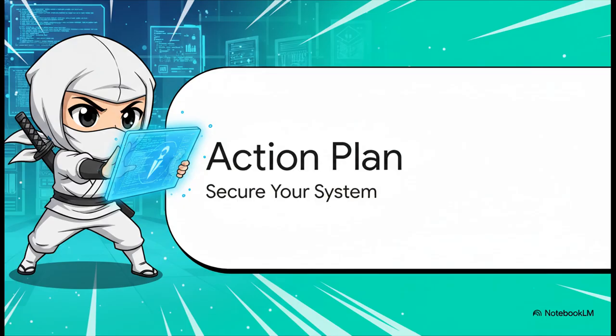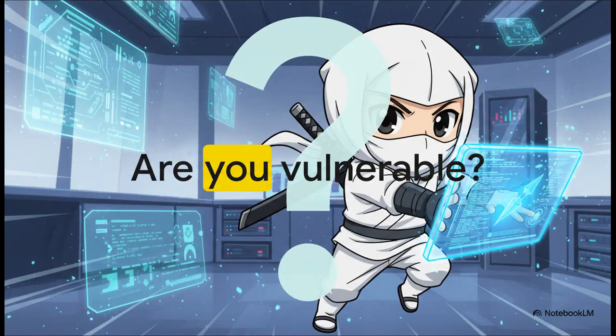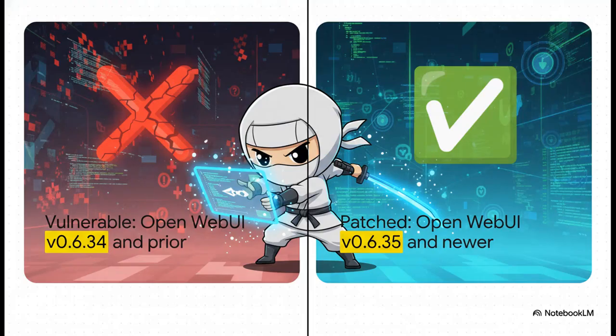Okay, let's get to the most important part of this entire advisory: what you need to do right now to protect yourself. This is your immediate action plan. First things first, you've got to figure out if your instance is even at risk. While this doesn't hit literally everyone, its scope is pretty significant. And here's the dividing line, plain and simple. If you are running any version of Open WebUI up to and including version 0.6.34, you are vulnerable. The patch is in version 0.6.35 and anything newer.